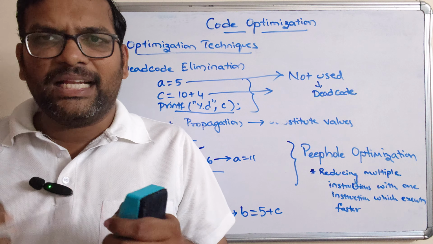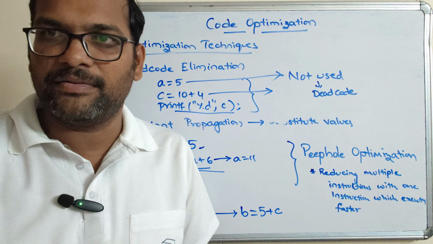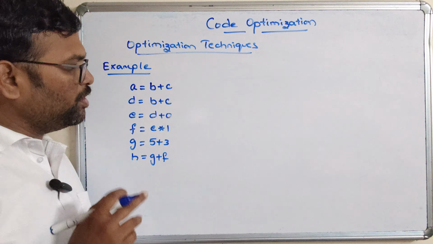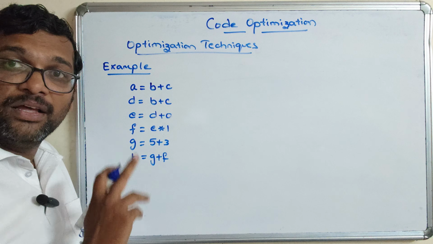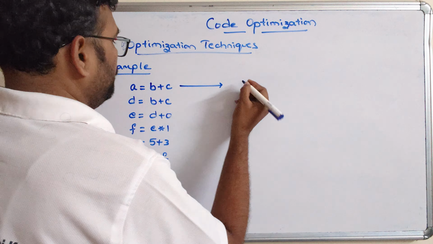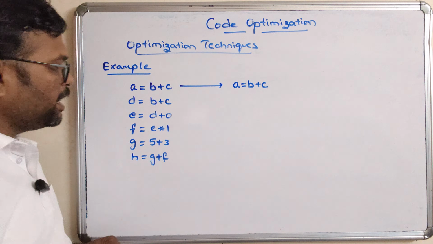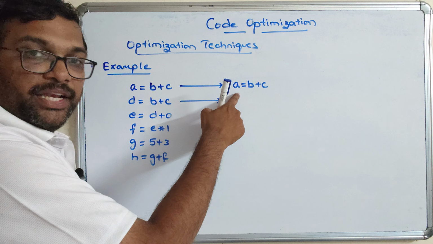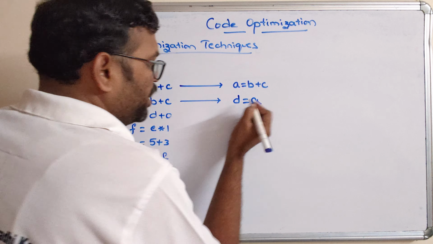Okay, so let us see a small example so that you can understand all these techniques. Let us take this example. If our code has this many instructions, we can reduce them by using the techniques we have discussed so far. These instructions can be written in the same way, a is equal to b plus c. Coming to the second one, b plus c is already evaluated and stored in a, so we can reuse that. This can be written as d is equal to a.